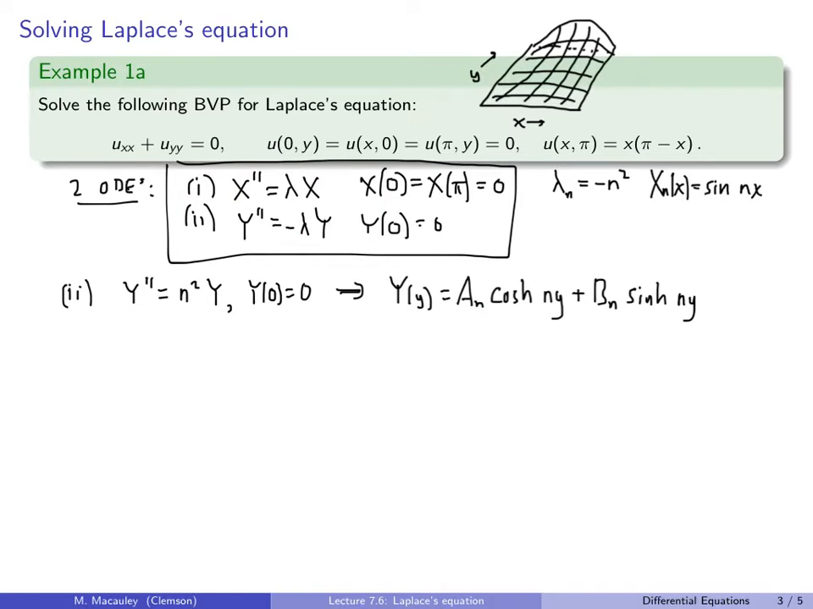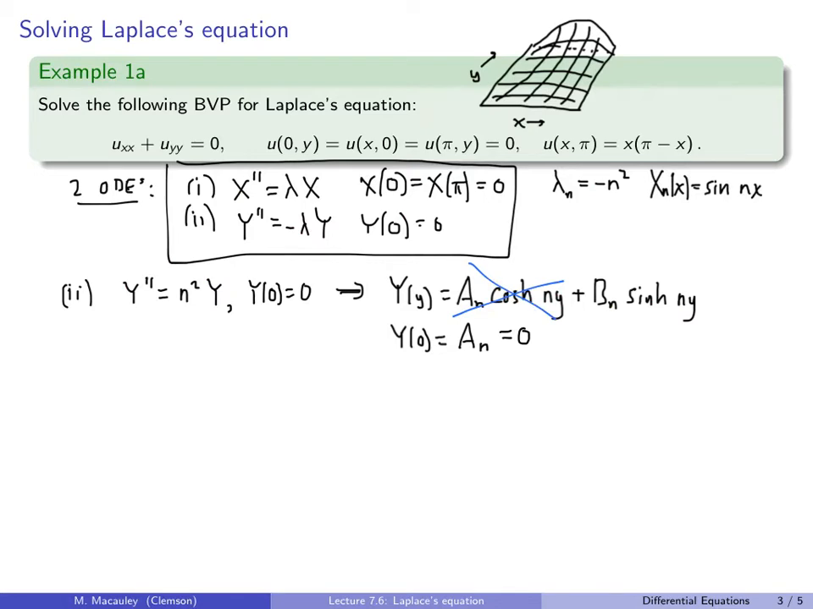Okay, so now let's use our boundary condition. So y of 0 equals 0. Let's plug that in. Remember, plugging in 0 to sinh and cosh is the same as plugging in 0 to sine and cosine. So cosh of 0 is 1 and sinh of 0 is 0. So y of 0 equals A_n times 1 plus B_n times 0. So that's just A_n, and we know that's equal to 0. So that means that this term goes away because A_n is 0.